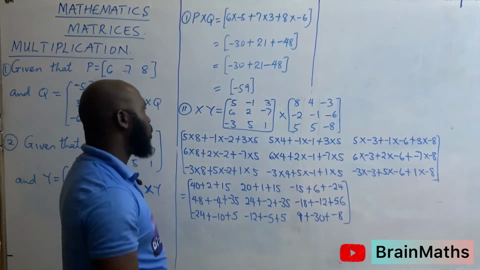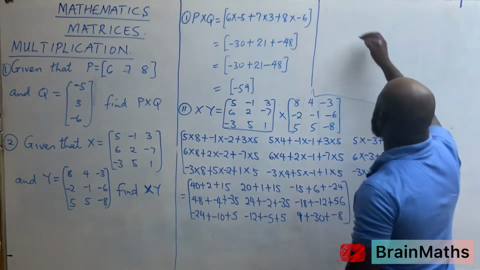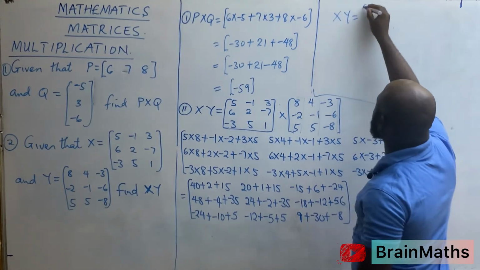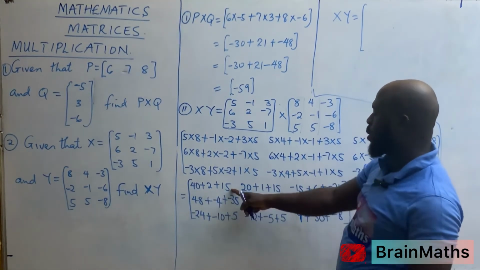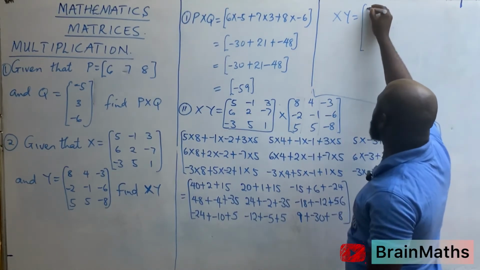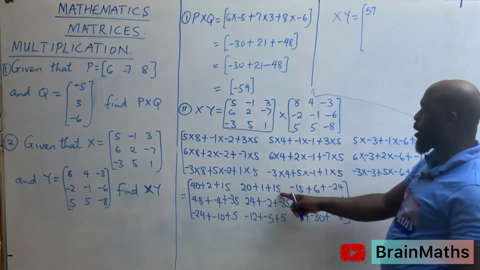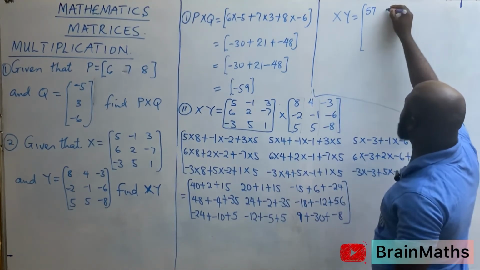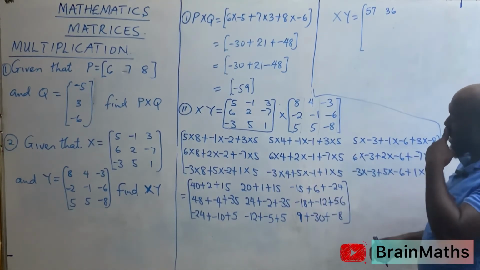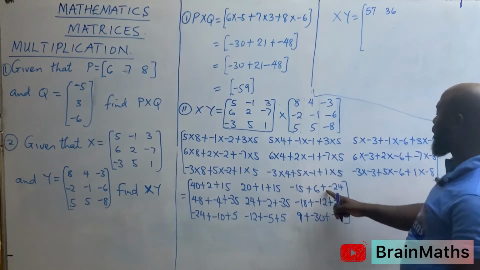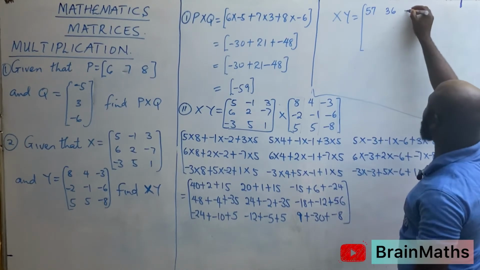So the last one, which we are going to be writing, which is going to be x times y, final answer will be 40 plus 2, 42, plus 15, that is 57. And also 20 plus 1, 21, plus 15, that is 36. Minus 15 plus 6, that is minus 9. Minus 9, plus times minus here will be minus. Minus 9 minus 24, that is minus 33.